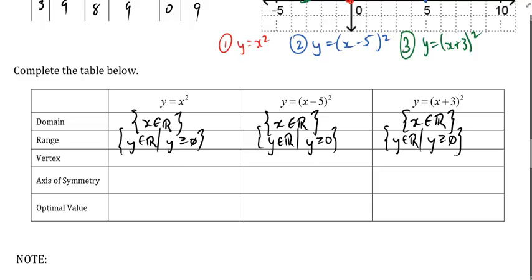The vertex did change. It starts at 0, 0. It's a really important thing to know that the base function, the vertex is at 0, 0. When I had a -5 in the brackets, where did it move to? So the x moved to 5, but the y didn't change. So it has the opposite sign from what's in the bracket. And in this one, it was a +3, so it moved to the left 3 to -3, but the y did not change.